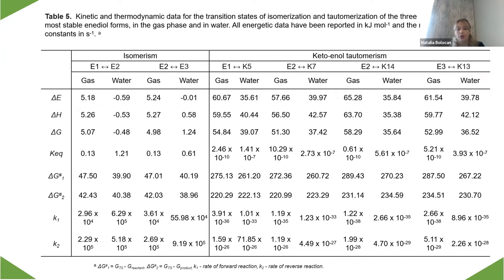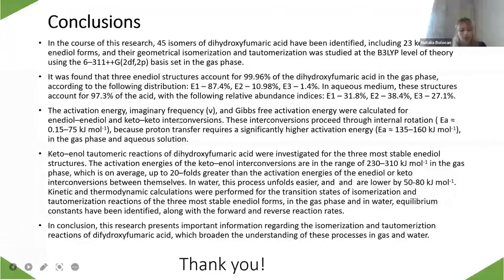If we move forward to the tautomerization reactions, we see that the order of magnitude is 10 to the power minus 10 for the gas reactions, and in water the equilibrium constant is of 10 to the power minus 7 order of magnitude, showing a significant increase in the value of the direct reaction.